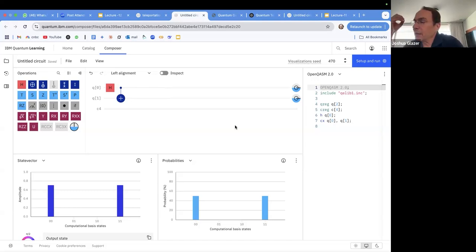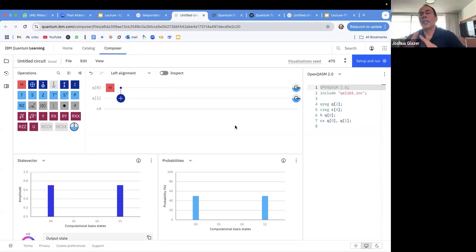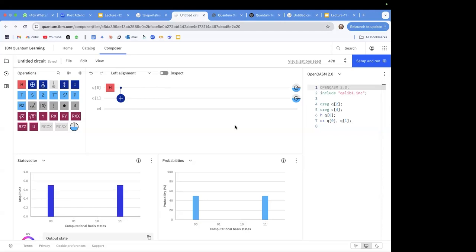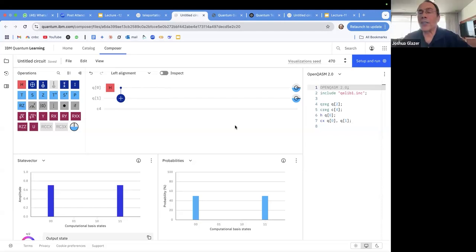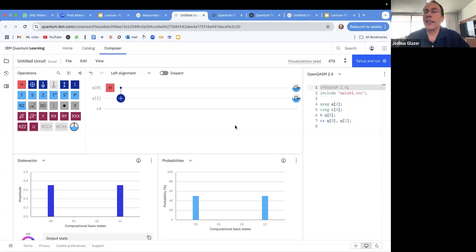You remember that I told you there's a very simple way to tell whether two particles are entangled. If you measure one of them, the other one also collapses. I mean, if you measure Q0, you will see that Q1 also got measured. Beautiful. Very good. So let's try it.